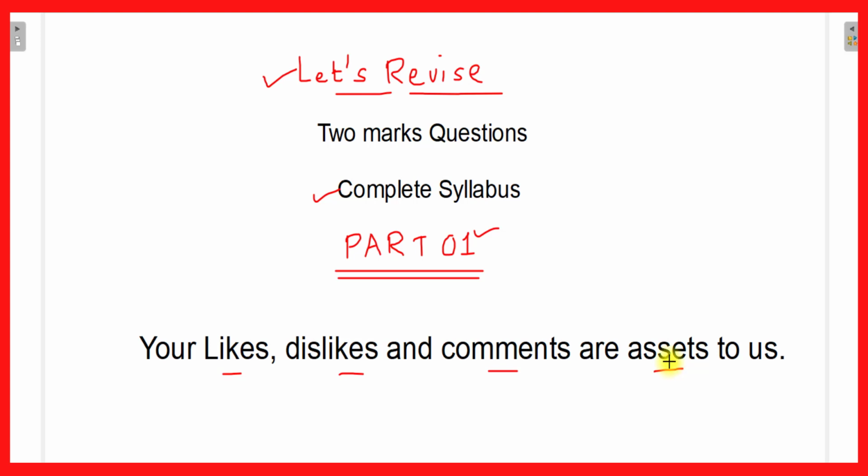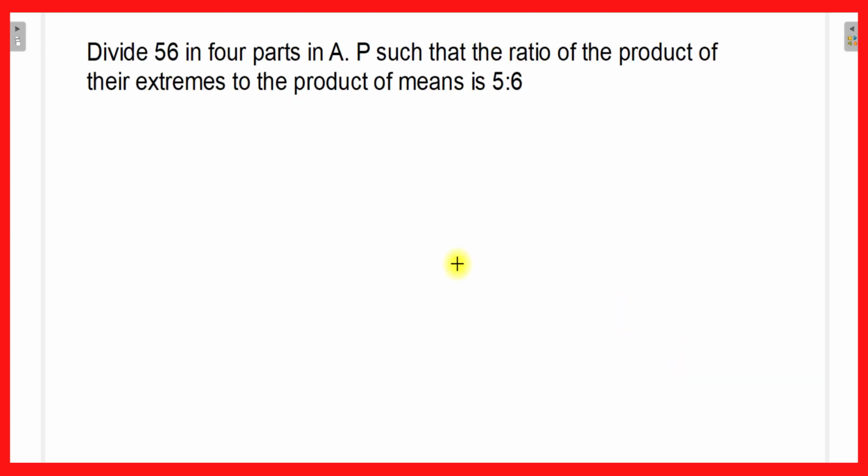So let us move to the first question of the series Let's Revise. So here is the first question. Divide 56 in 4 parts in AP such that the ratio of the product of their extremities to the product of their means is 5:6.